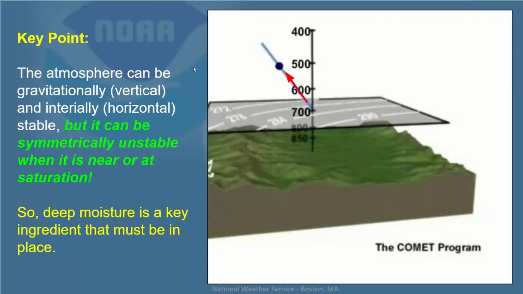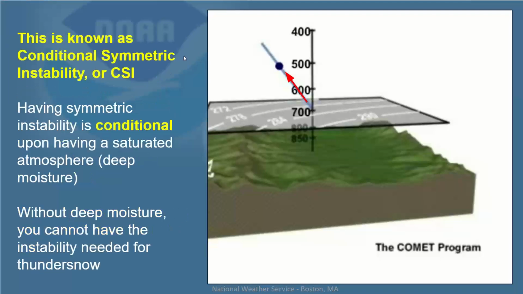So that's one of the things we look at when forecasting. We look for frontogenesis, we look for the EPV, which is essentially this symmetric instability, and then we look to see that it's saturated, or you won't realize that instability. You can't use up that instability. So I hope that makes sense.